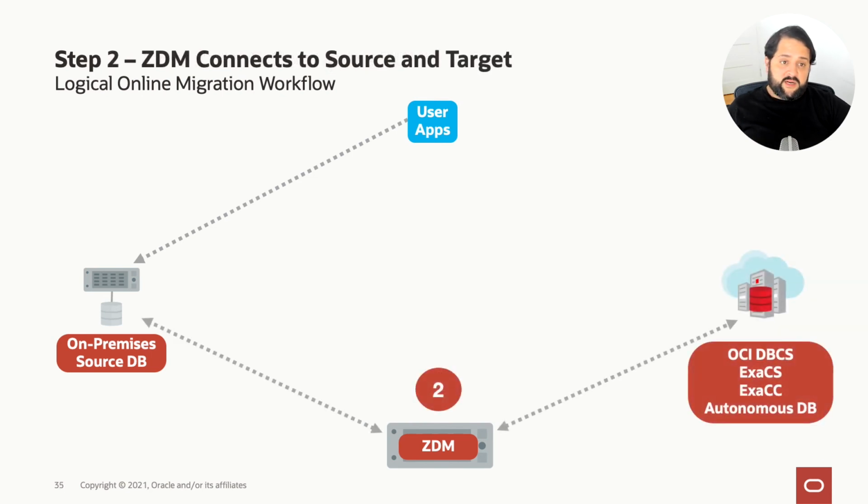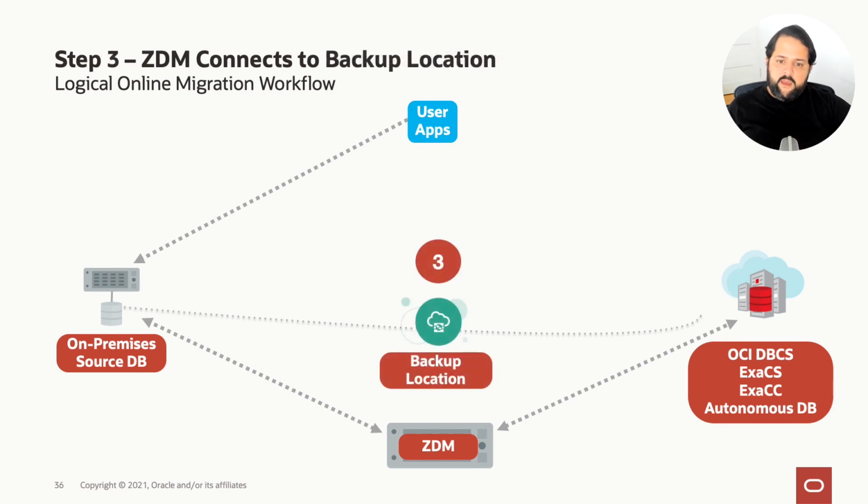Now, ZDM will start by connecting to the source database and the target database. In this case, let's say it's an autonomous database. Do all the pre-checks, be sure that we're fine, all the different users, requirements, etc., and we're good to go. Then, what we do is we're gonna connect to the backup location, and ZDM will be sure that everything is perfect and we're good. We have enough space, etc., and we'll continue the migration.